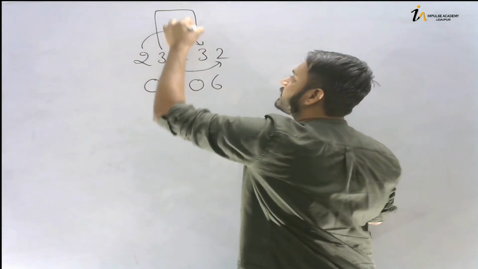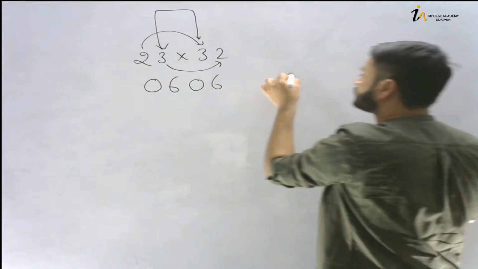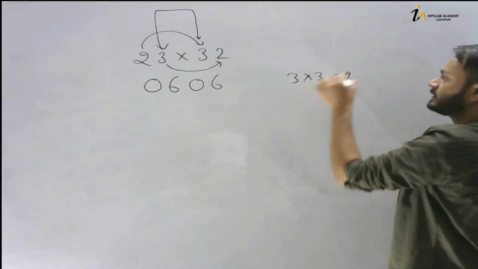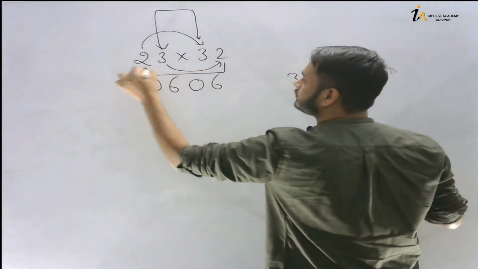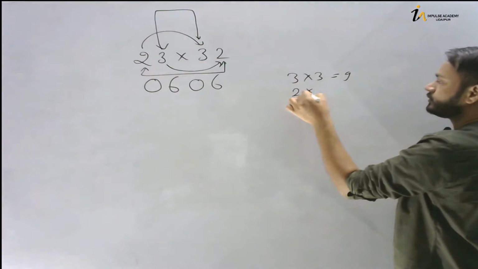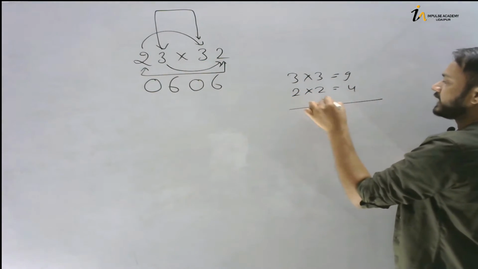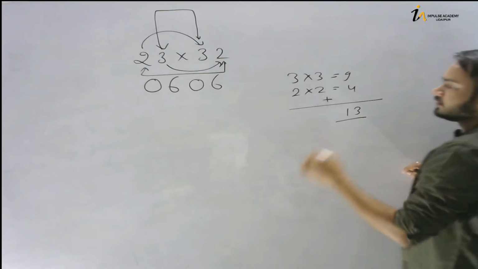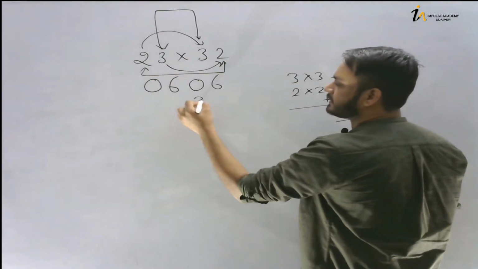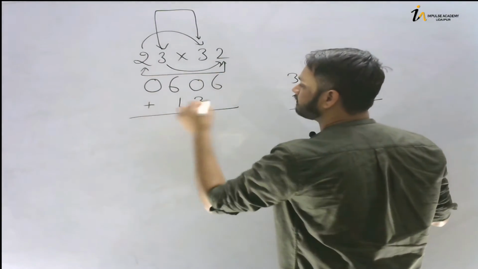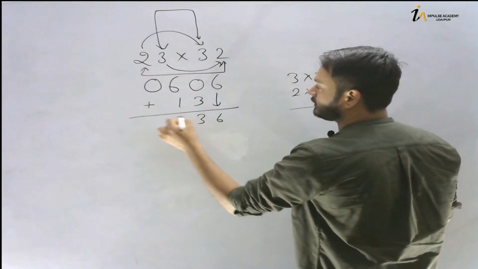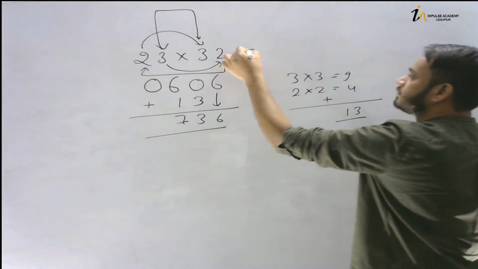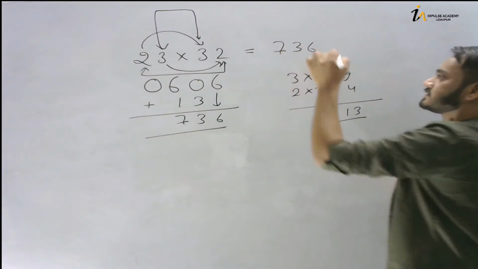Now you need to multiply 3 into 3, which is 9, and 2 into 2, which is 4. Now just add these numbers, it would be 13. Leaving the unit place, you write 3 and 1 here. Now add them, and it would be 736.